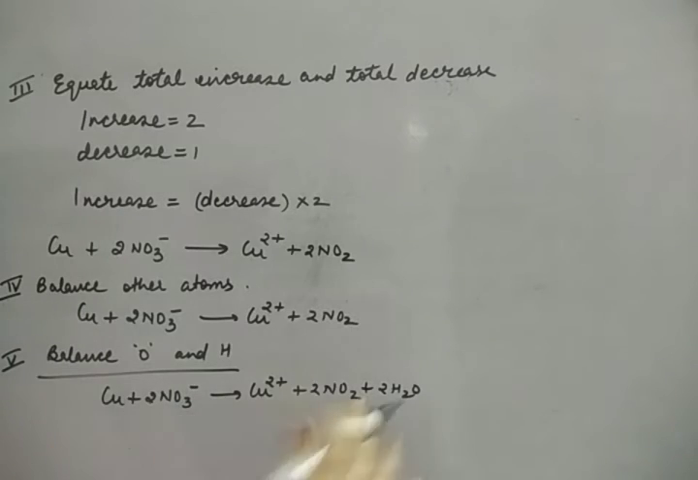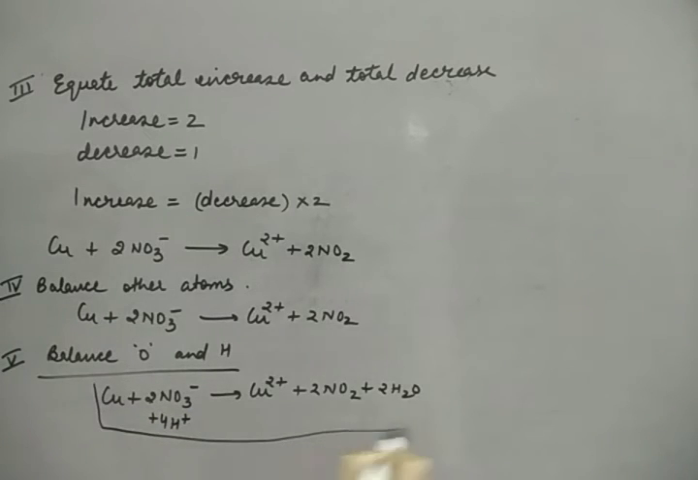So oxygen is now balanced. Now 2 2s are 4, so I will write 4H⁺. This is my final balanced equation. Okay, you can check that all the atoms are balanced. You can check the charge also.